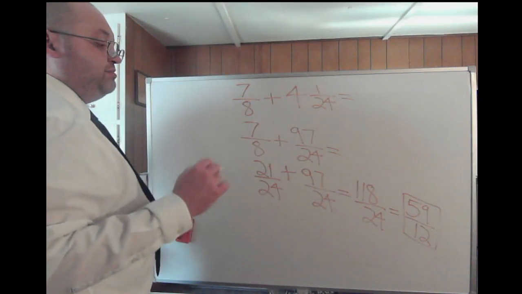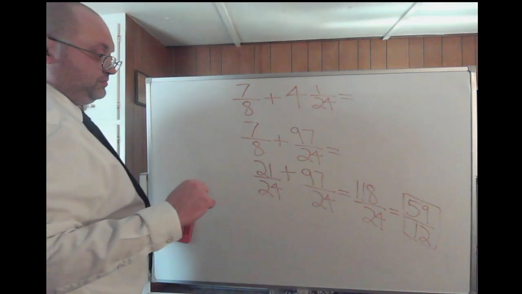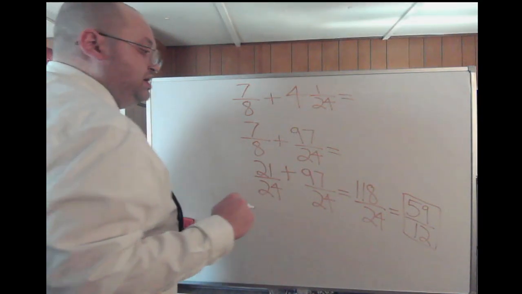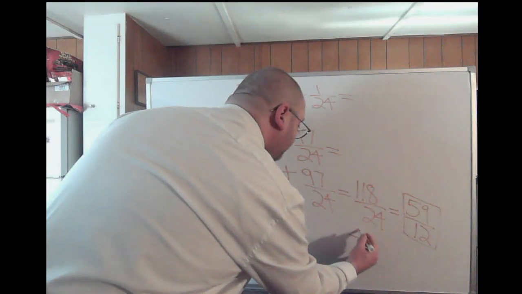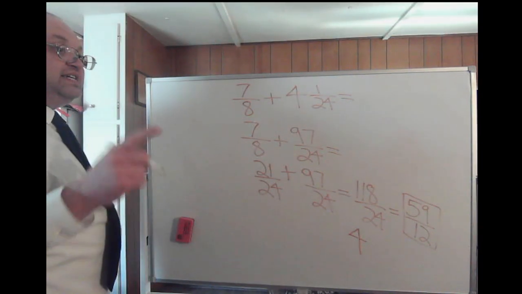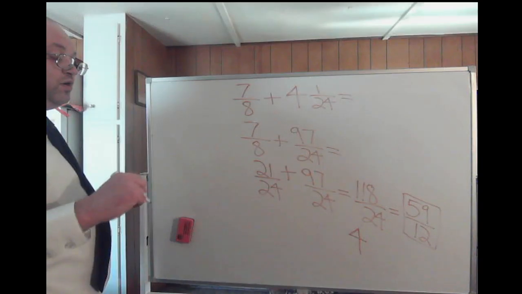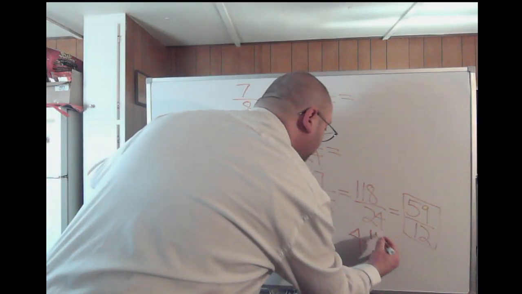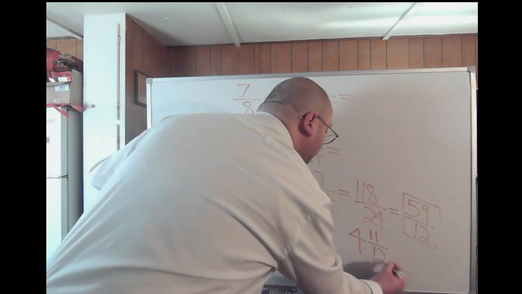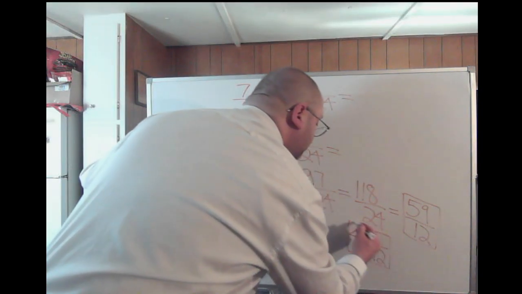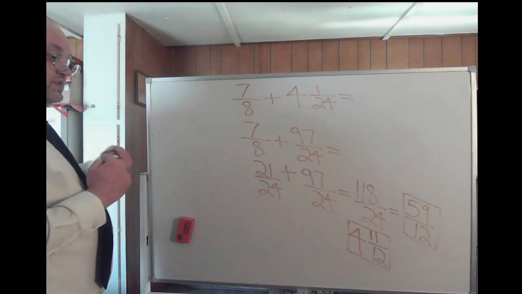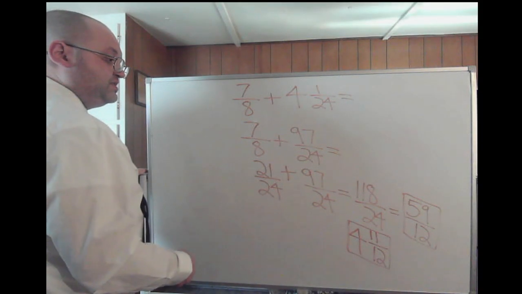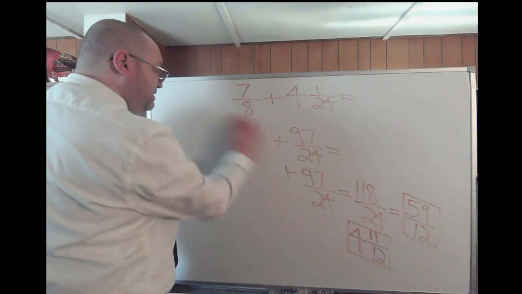That's one form of an acceptable answer, 59 twelfths. However, you're going to want to have a mixed number form too. So 12 goes into 59 how many times? Well, it goes in 4 times. If you did it 5, it would equal 60. It's almost 5 times, but it's only 4. So 12 times 4 is 48. You have 11 left over, so it would be 4 and 11 twelfths. That's another acceptable answer. So 59 twelfths, 4 and 11 twelfths, either of those would be acceptable answers.